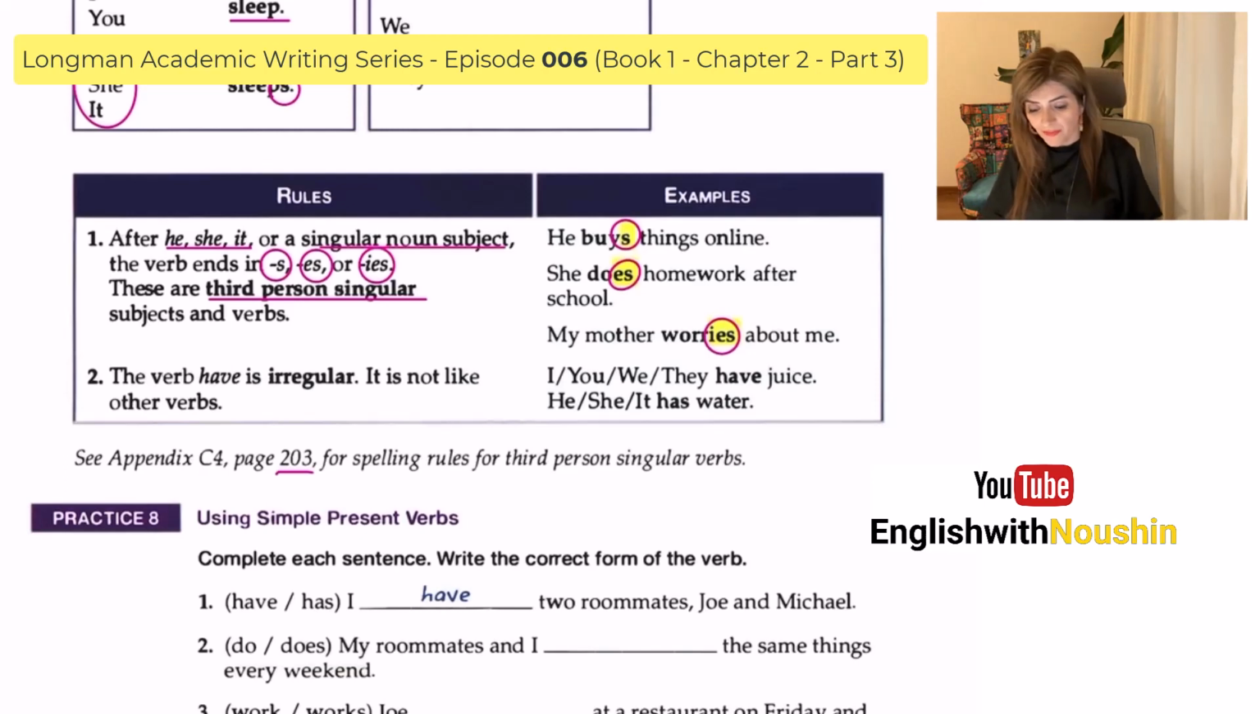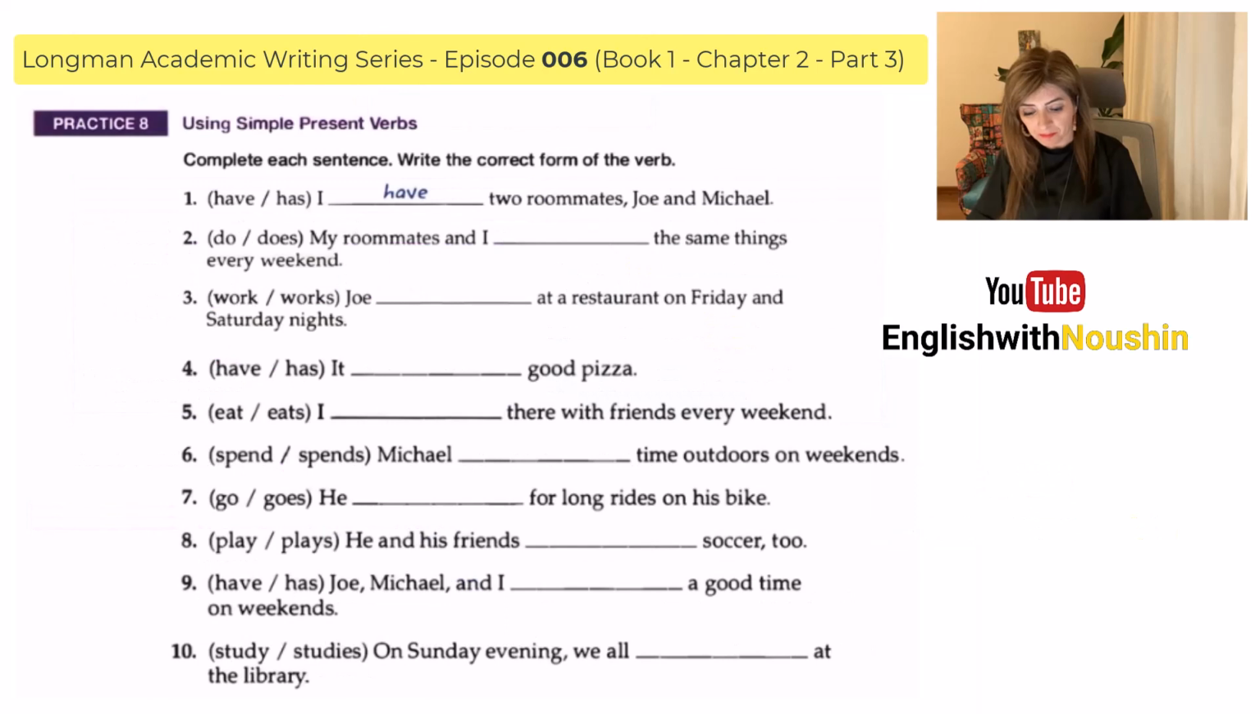One more thing, the verb have. This is the only thing that is irregular. Do you remember we talked about irregular? We said when they are not normal. This is the only irregular one we have. The verb have, you can't say he have. What you do is you change it to has. That's it. So let's practice.